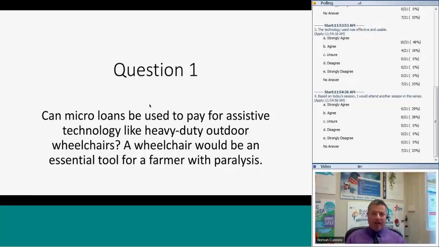Can microloans be used to pay for assistive technology like heavy-duty outdoor wheelchairs? A wheelchair would be an essential tool for farmer paralysis. That's going to be kind of difficult to show was beneficial to the actual farm. I'm not saying no, but that's something you definitely want to go to a county office and talk about, and show them how that would be beneficial to the farm that you're operating.